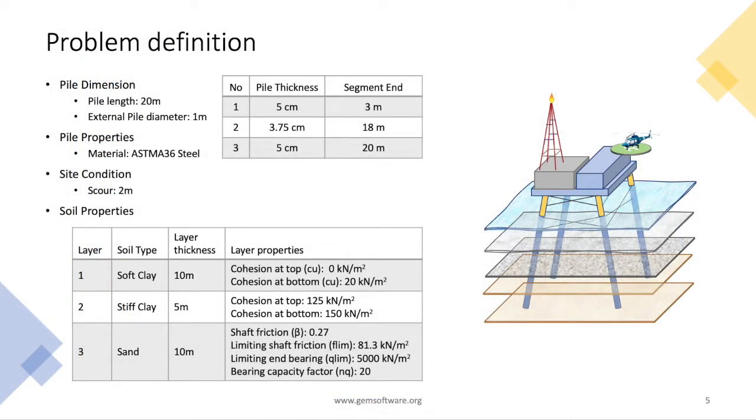In this video, we will estimate the pile capacity of an offshore pile 20 meters in length, 1 meter in diameter. The pile is a hollow steel pile with 3 different sections, each having a different thickness as shown in the table. The soil consists of 3 layers: soft clay 10 meters thick, stiff clay 5 meters thick, and a sand layer 10 meters thick. We will use some typical soil properties shown here for each layer for the sake of this demo. These would normally come from the soil investigation report.